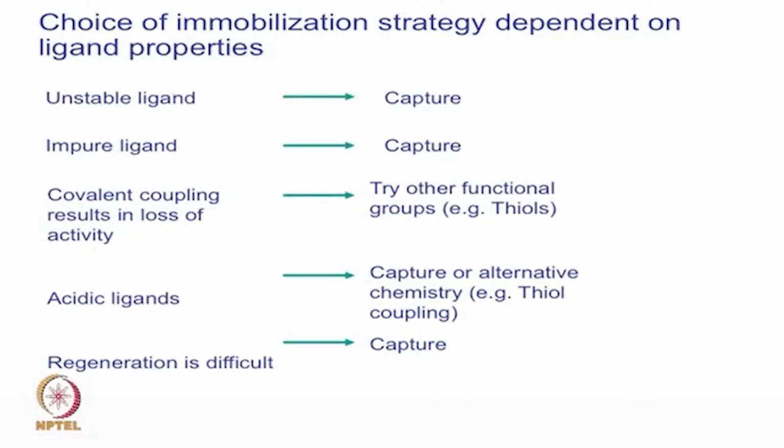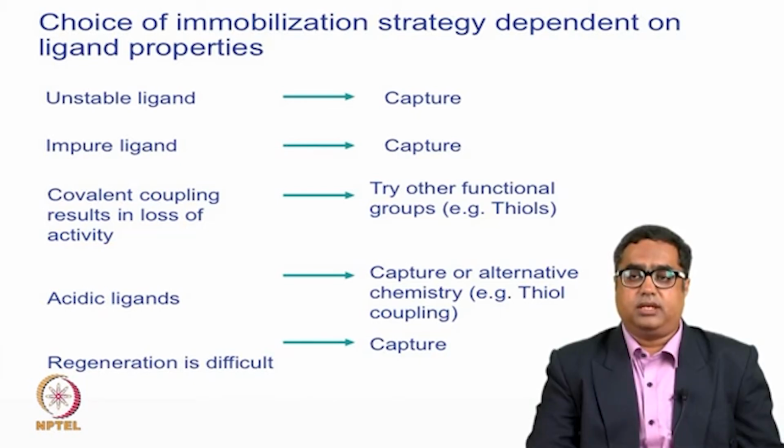The choice of immobilization strategy generally depends upon the kind of molecule we have. Let us say we have an unstable ligand, then we go for capture. Let us say we have an impure ligand, we go for capture. When we do a covalent coupling and that covalent coupling leads to loss of activity, which means your analyte is not binding, then we will not proceed with covalent coupling, but in that case we will identify a capture process.